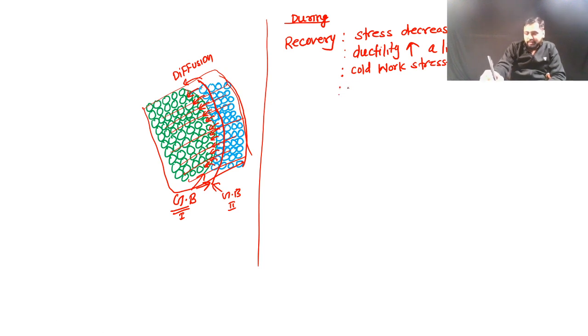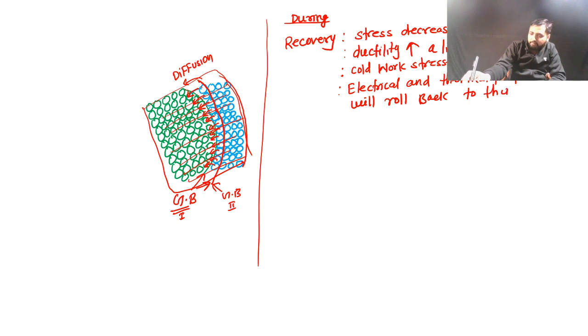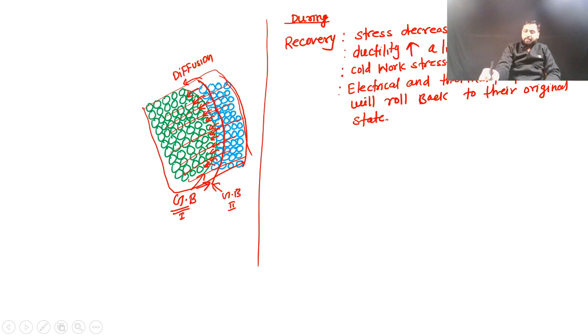Some properties like electrical and thermal properties will roll back to their original state, right? Now my dear, what will happen during recrystallization?